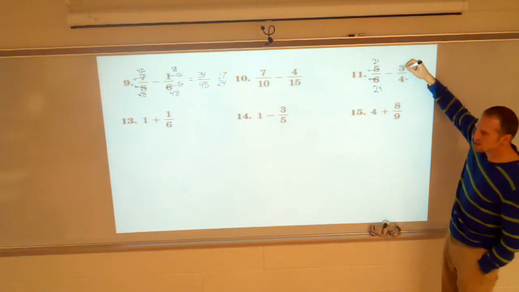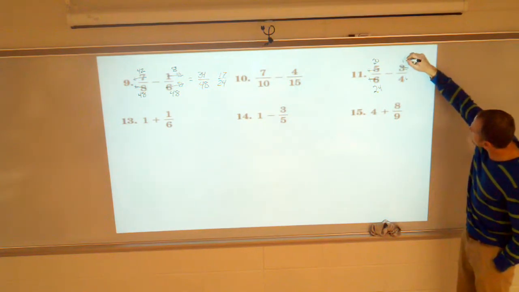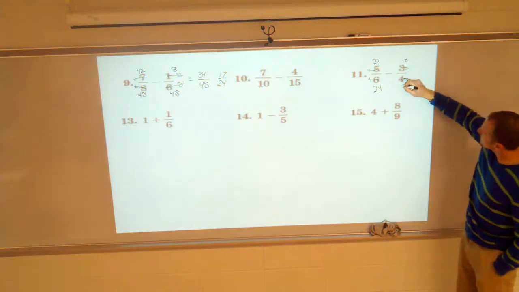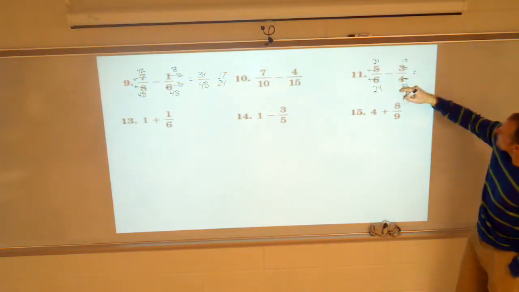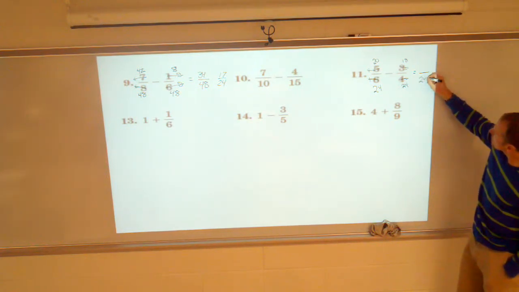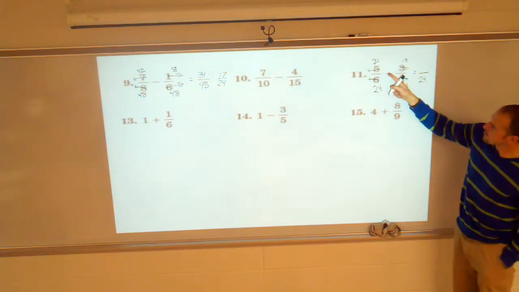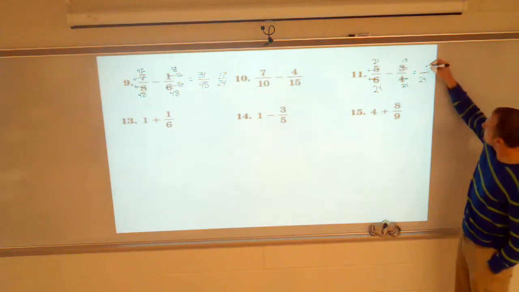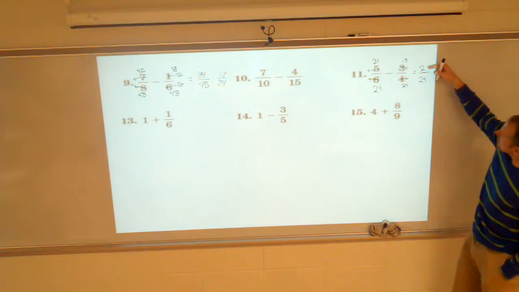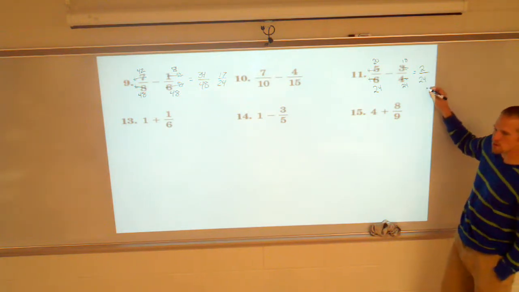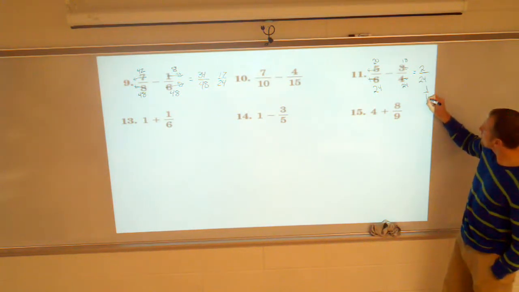Jaylee, 3 times 6 is 18, and 4 times 6 is? 24. All right. Now, bottom's the same. Just do the top. 20 minus 18, Jaylee, is what? 2. And Amy, 2 over 24 reduces to 1/12.